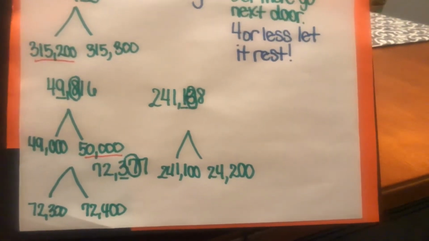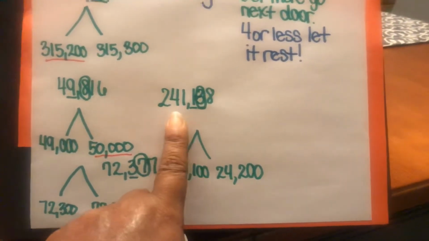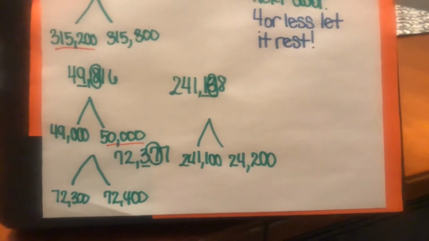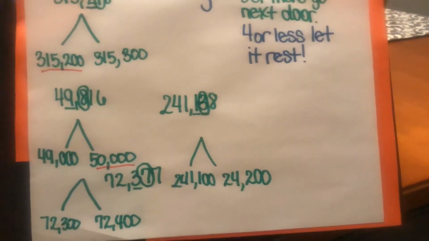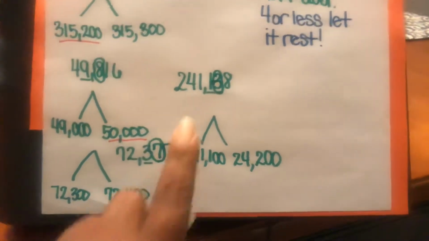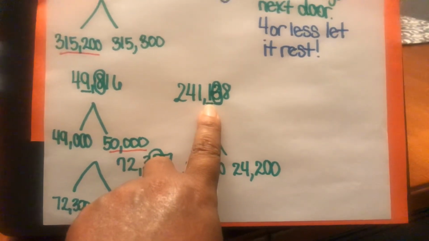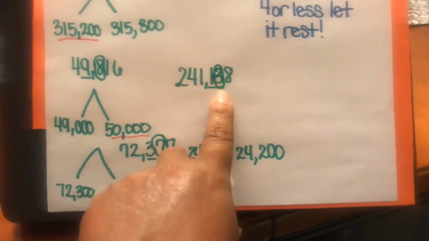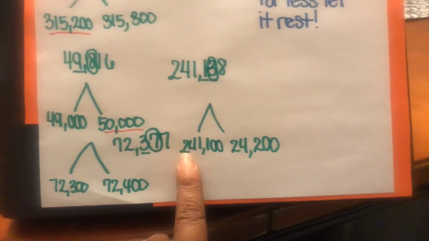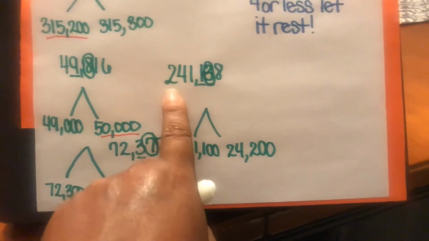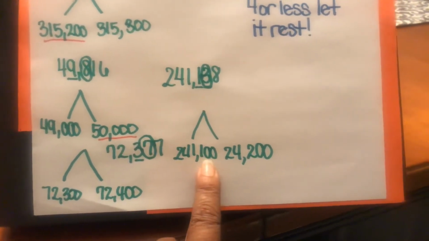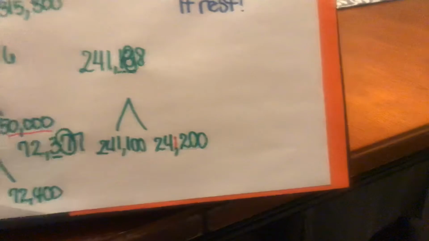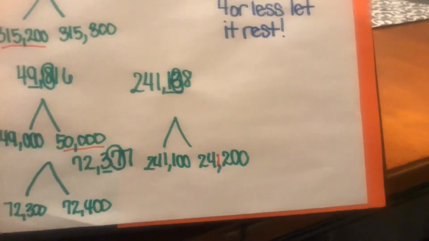Okay, let's try one more. Let's try this one here. We have 241,138. And we're going to round to the nearest hundred. I underline the digit in the place that I'm rounding to. Circle the digit to the right, which happens to be 3. So now I have to find my friendly numbers. 241,100 and 241,200.